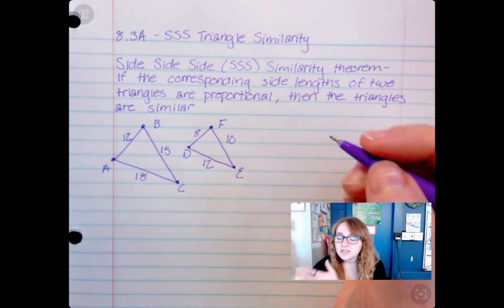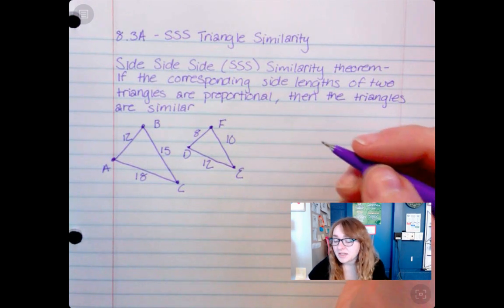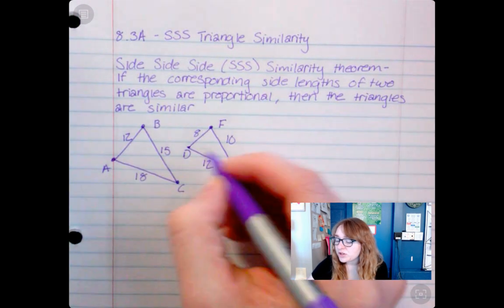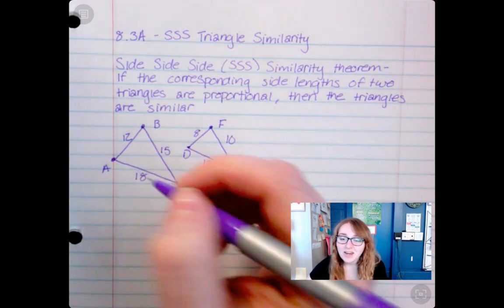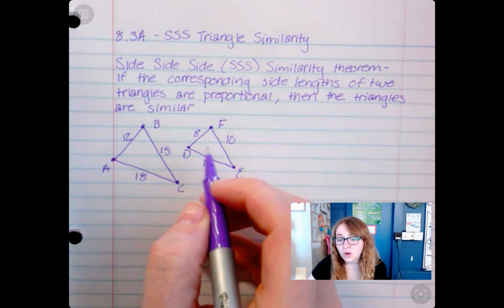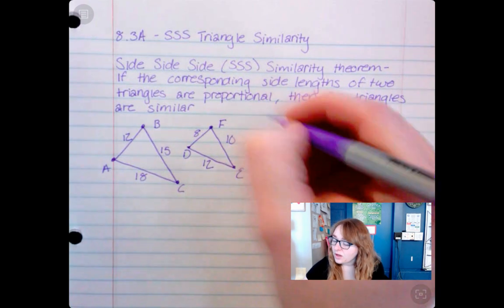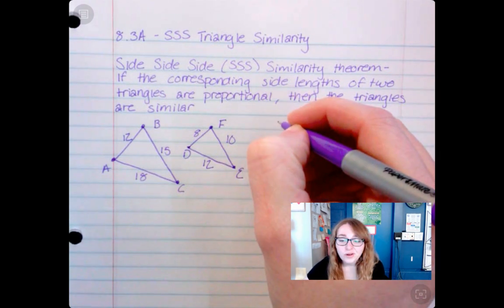Okay, so just like we did before, we're going to set up a ratio of our corresponding sides. All right, so I'm going to choose our shortest sides. Again, I'm going to go left over right. It doesn't matter if you go large over small or small over large, as long as you pick one way and you stay consistent about it.